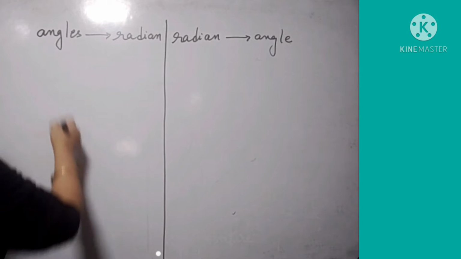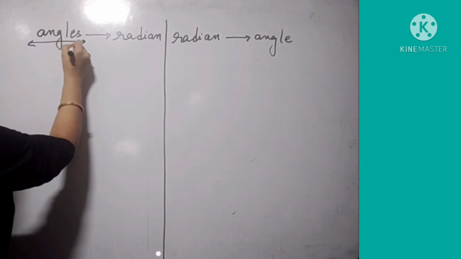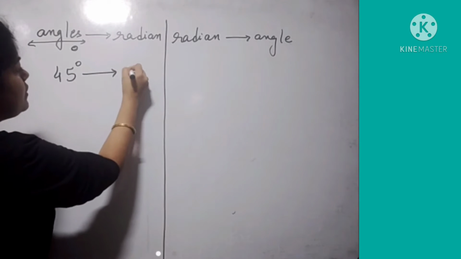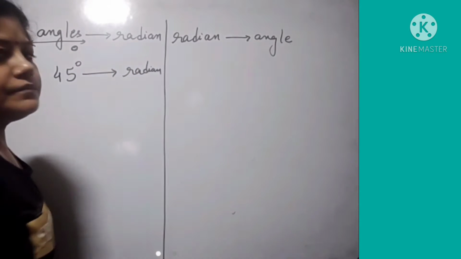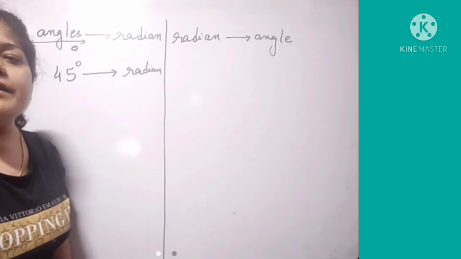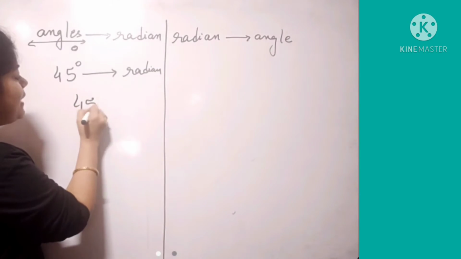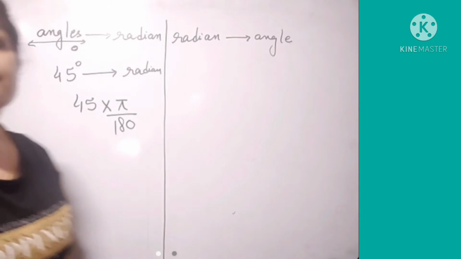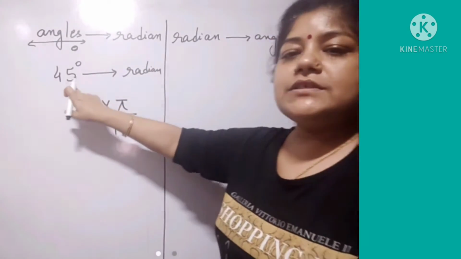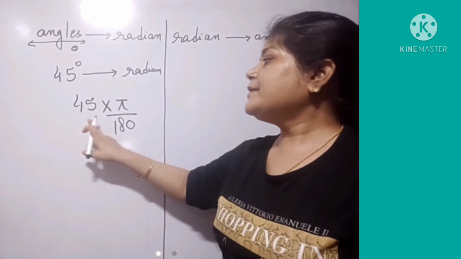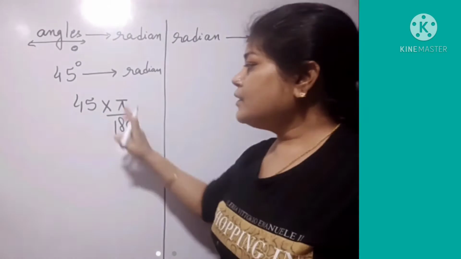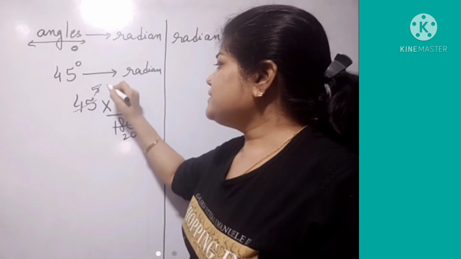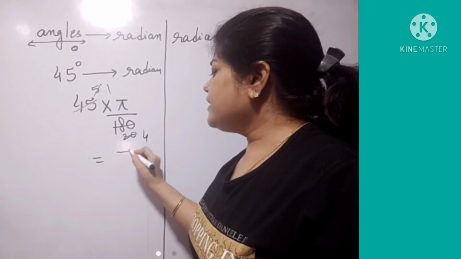For example, generally angles are written with the degree. For example, we have 45 degree and we have to convert it into radian. So in order to convert 45 degree into radian, we multiply it by pi by 180. In order to convert an angle which is in degrees into radian, we multiply it with pi by 180. Now when we cancel, we get 9 5s are 45, 9 2s are 18, 5 1s are 5, 5 4s are 20. That means we get pi by 4.